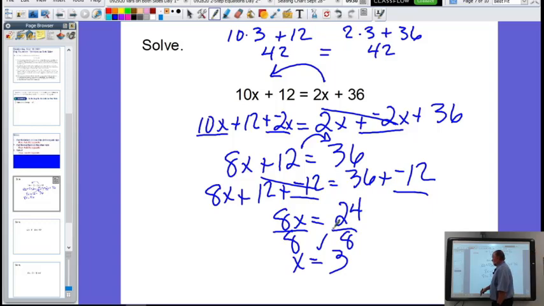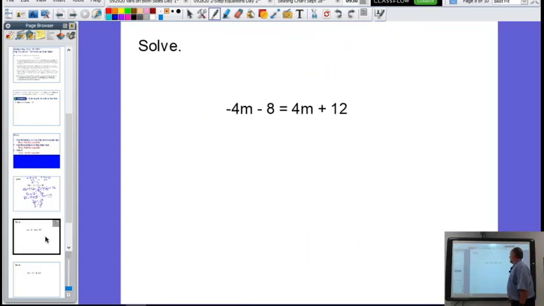All right, so look at this next one. This one has negative 4m minus 8 equals 4m plus 12. What I'd like you to do is pause the video and see if you can answer this question by yourself.